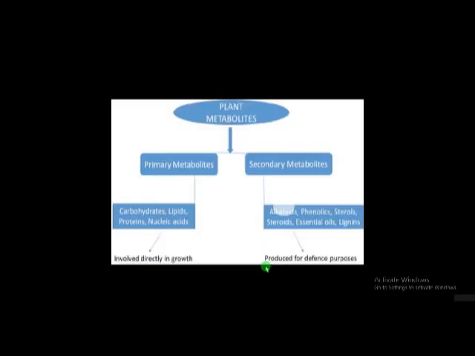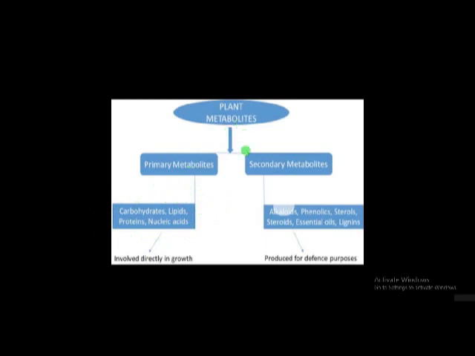The next one is, now we discuss the excretion in plants. Plants mainly produce two types of substances. One type of substances are called primary metabolites, and the second type are called secondary metabolites. Primary metabolites means carbohydrates, lipids, proteins, nucleic acids. These substances are required for the growth and development of the plant. So these are called primary metabolites.